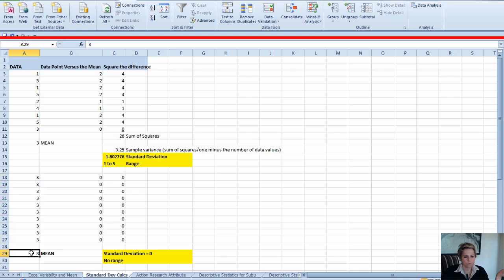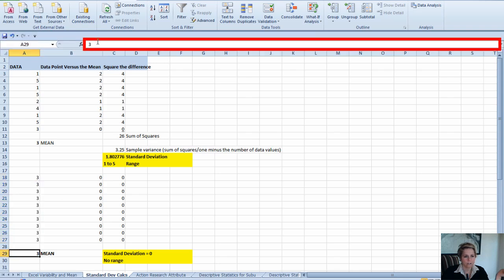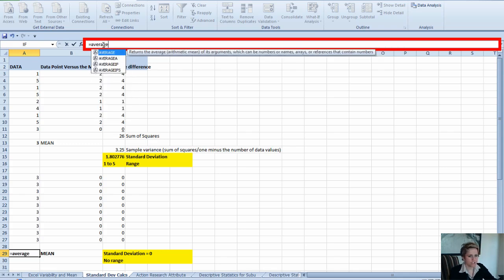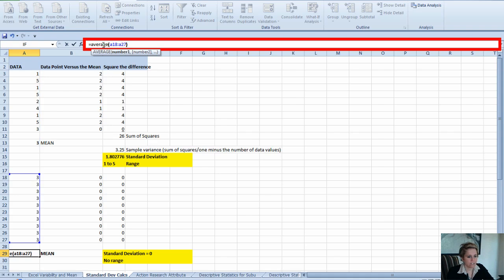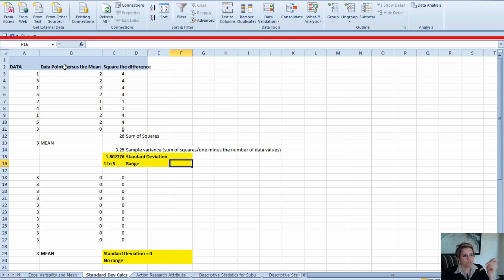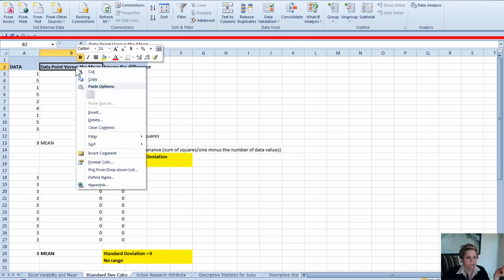And let me see if I put it in here. No, I didn't even do it here. This is how you would calculate that. Equals average, parenthesis, A18, which is that particular cell, and the colon means to sum A18 through A27, 3. That is your mean.